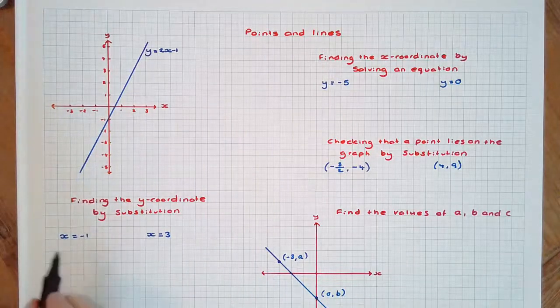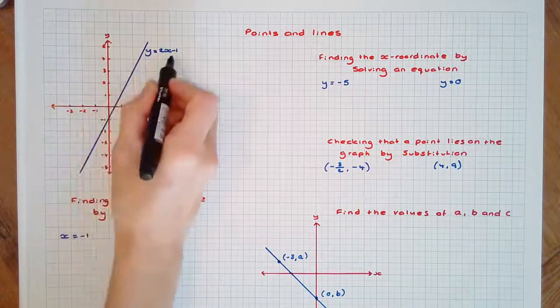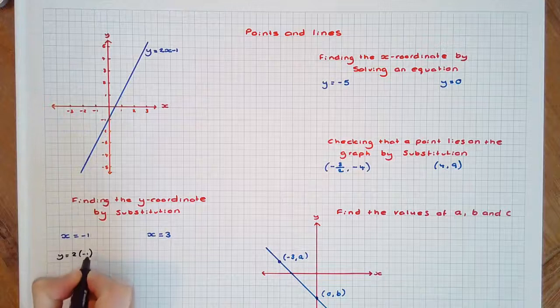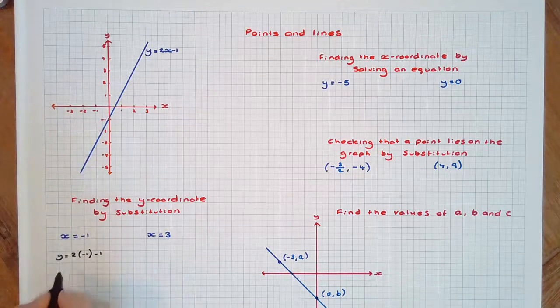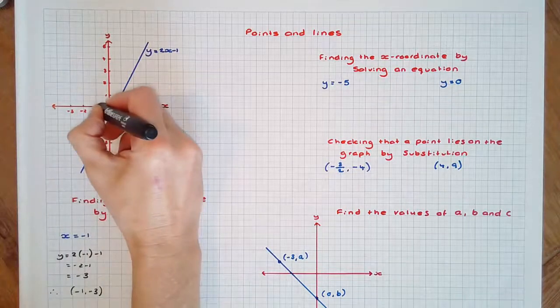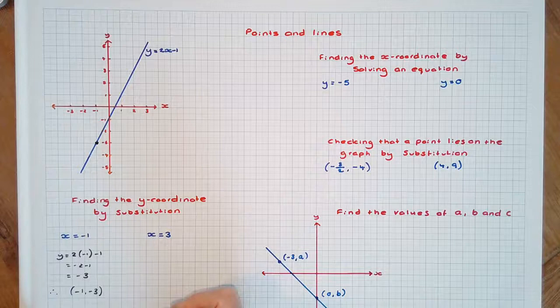For example, when x equals negative 1, substitute negative 1 into our equation: y equals 2 times negative 1 minus 1, equals negative 2 minus 1, which equals negative 3. Therefore, the coordinate is (negative 1, negative 3). Let's check on the graph. At (negative 1, negative 3), it is correct.